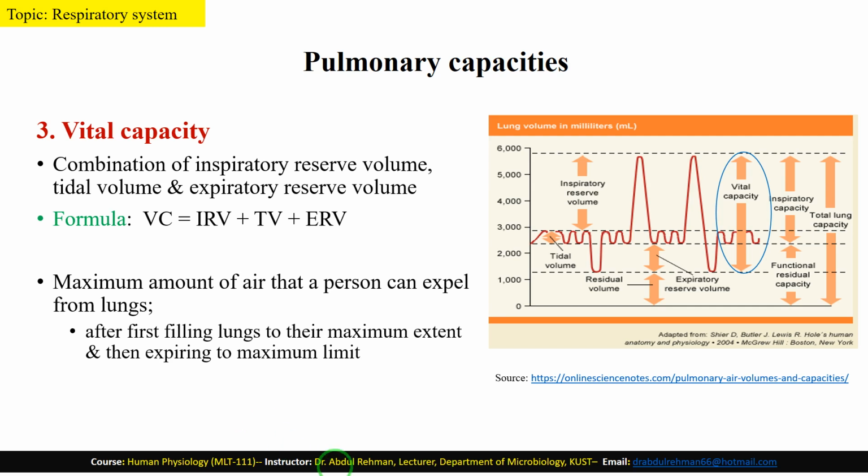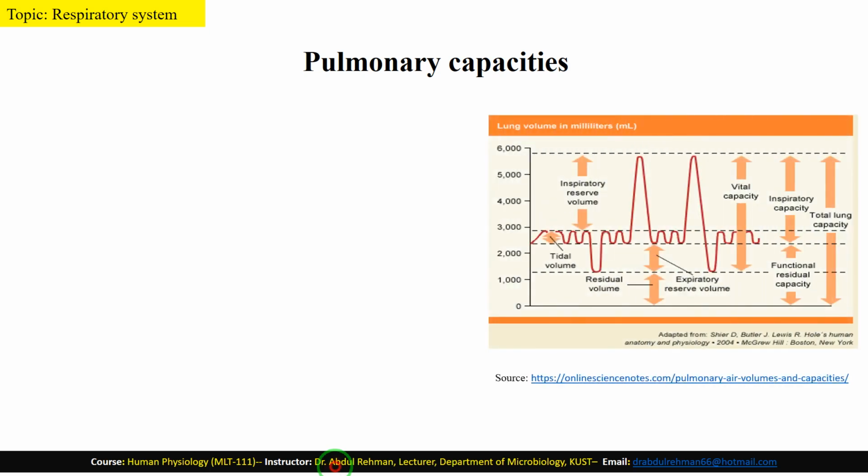Inspiratory reserve volume is equal to 3000 ml, tidal volume is equal to 500 ml, while expiratory reserve volume is equal to 1100 ml. So by putting these values into the equation, we get the vital capacity of our lung system, and that is equivalent to 4600 ml. At the end, there is total lung capacity.